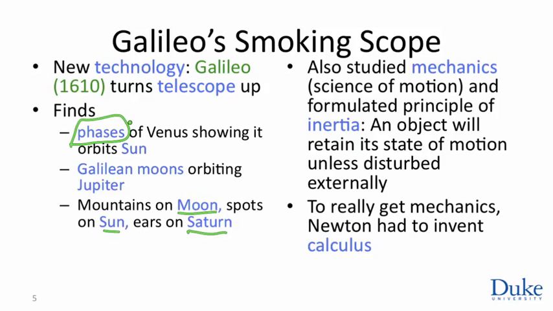Galileo also applied himself to the beginnings of the science of mechanics, the study of motion, and is well known for formulating what is called the principle of inertia. As he put it, an object will retain its state of motion unless disturbed externally. Now, we are all familiar with this in the following painful sense. If you have a refrigerator that's not moving, and you want to set it in motion, you want to change its state of motion from rest to motion, you have to expend quite a bit of effort to move that refrigerator. What Galileo reminds us is, but then if you let it go, the refrigerator will stop.